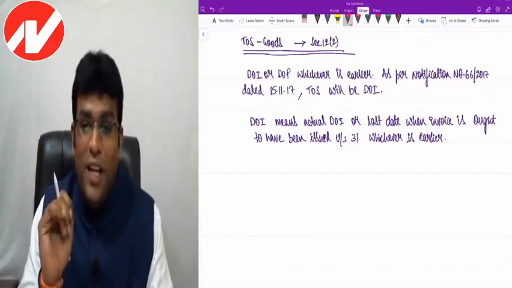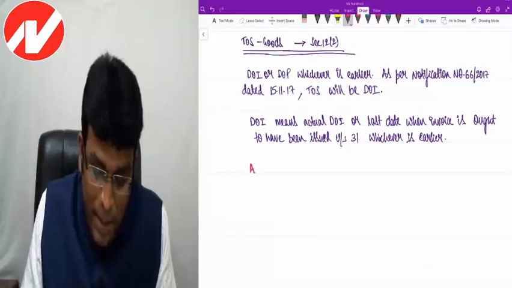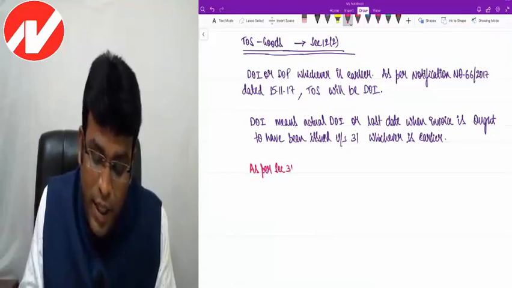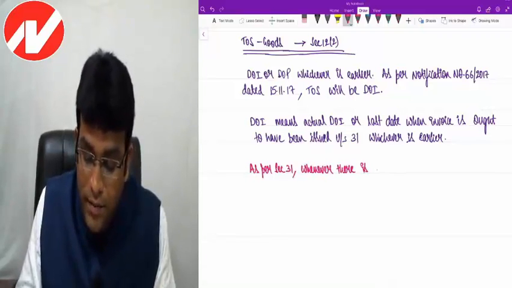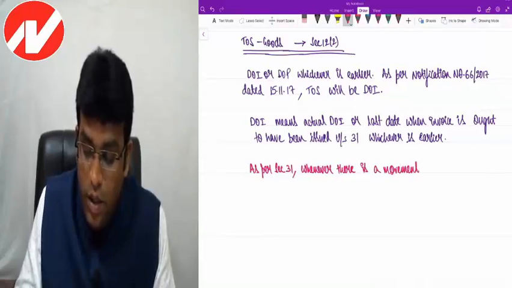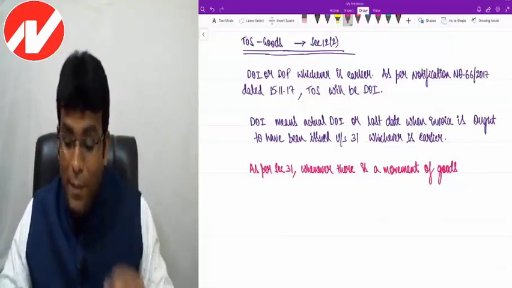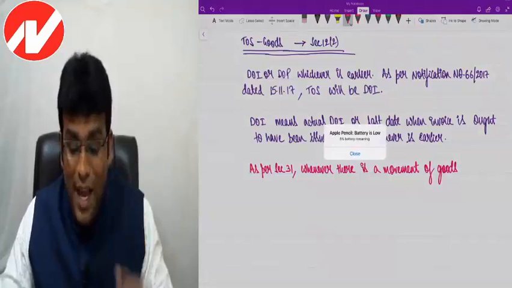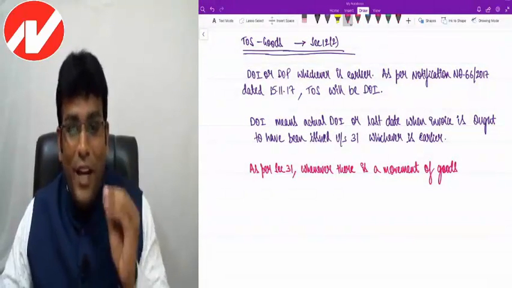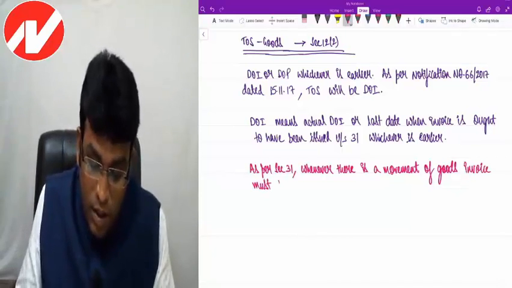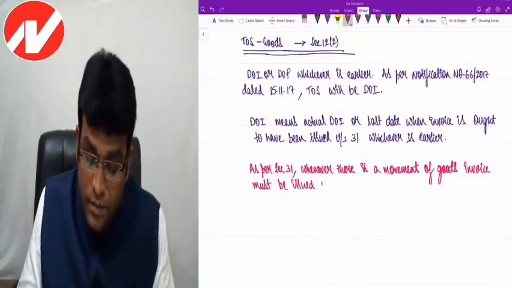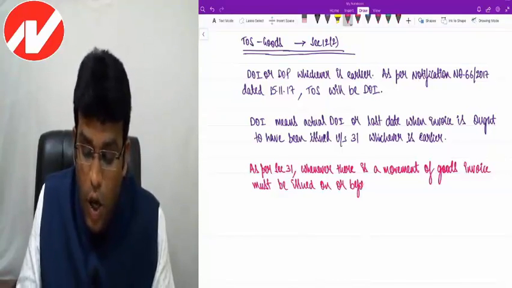Now an interesting point, listen very carefully. As per section 31, whenever there is a movement of goods, the invoice must be issued on or before the date of removal.